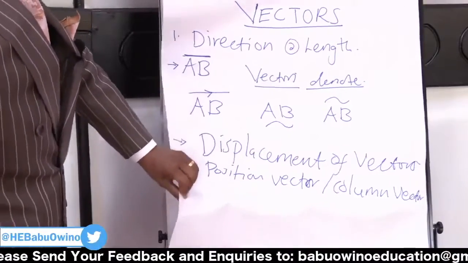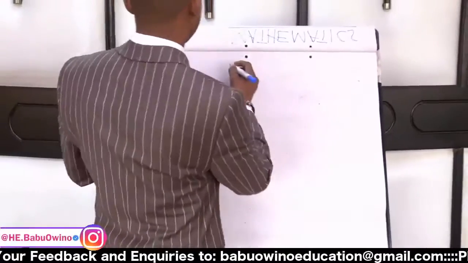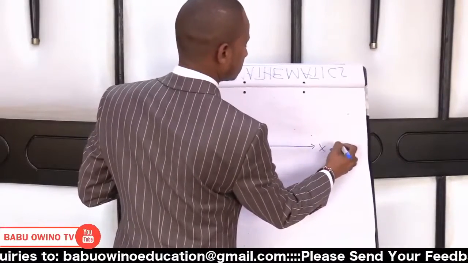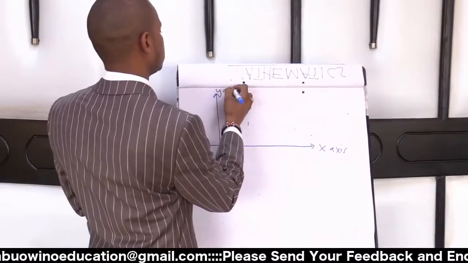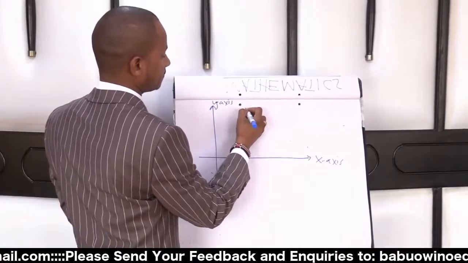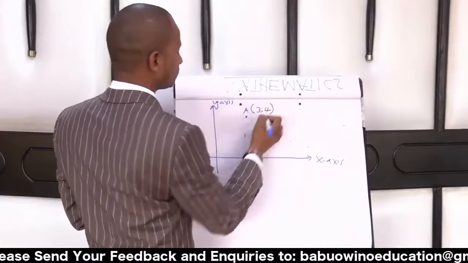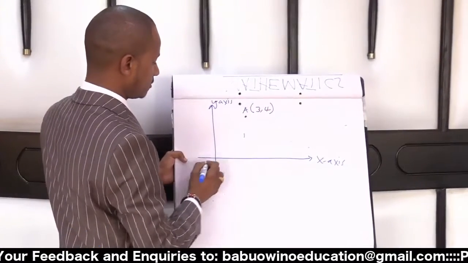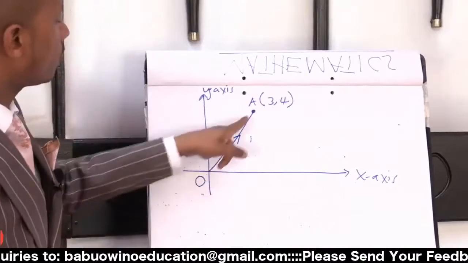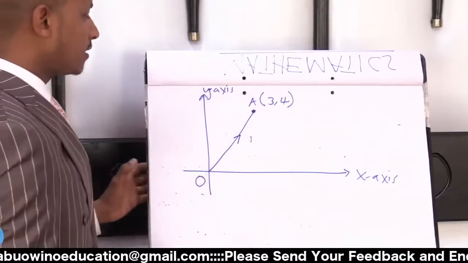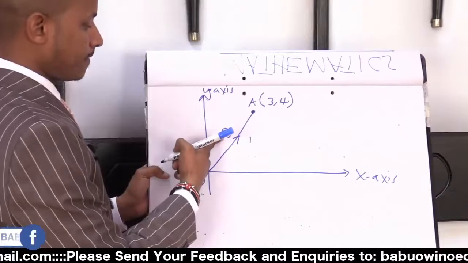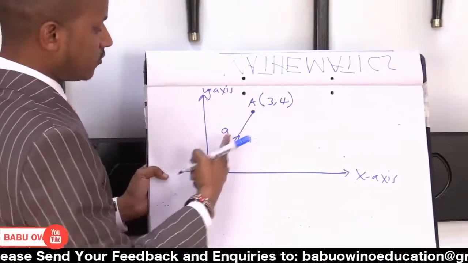When we are dealing with displacement of vectors, if we draw on a Cartesian plane, with the x-axis and y-axis, and we have a point A with the coordinates 3, 4, from the origin O, then OA is denoted by a line moving in the direction of O to A. OA has a position vector, small letter a.